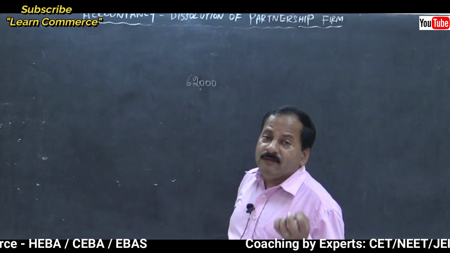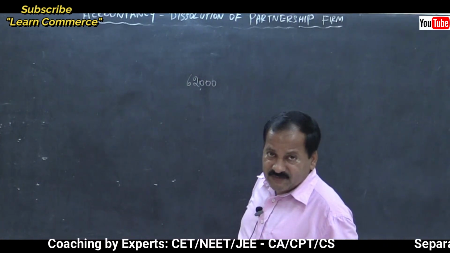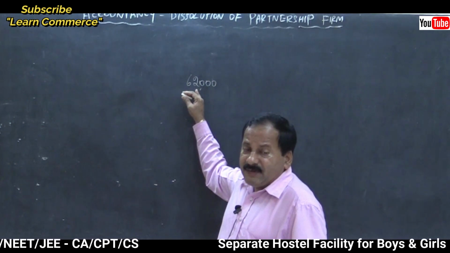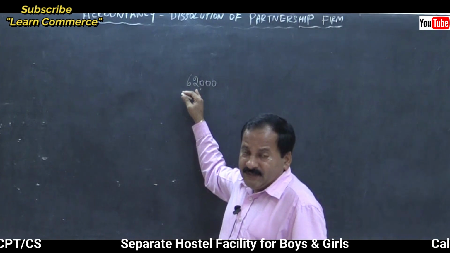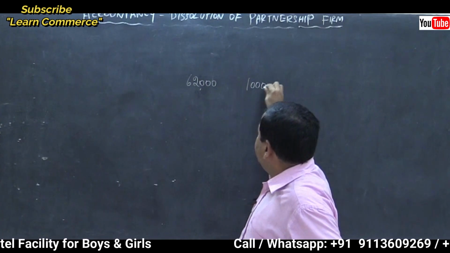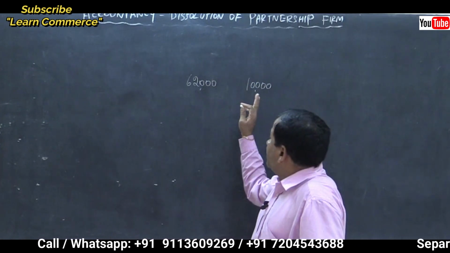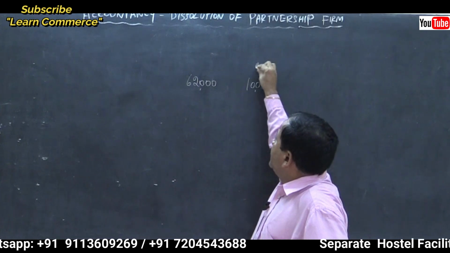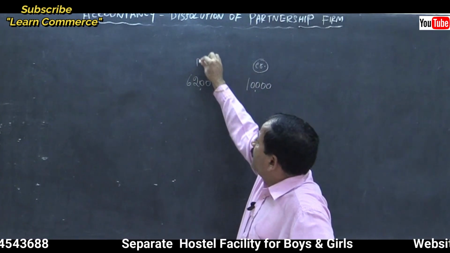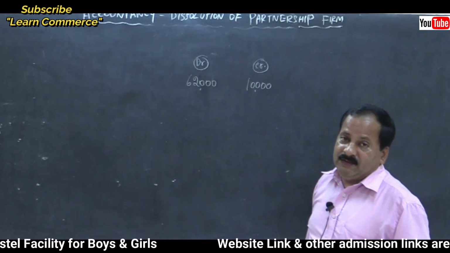The amount receivable from the firm. They were supposed to get 62,000. So that was recovered by purchasing the stock from the firm. Then in addition to that, 10,000 rupees was paid to the firm. So we have received 10,000 from the creditors. This should be entered on the credit side of realization account, and this should be entered on the debit side of realization account. That is what the meaning is.